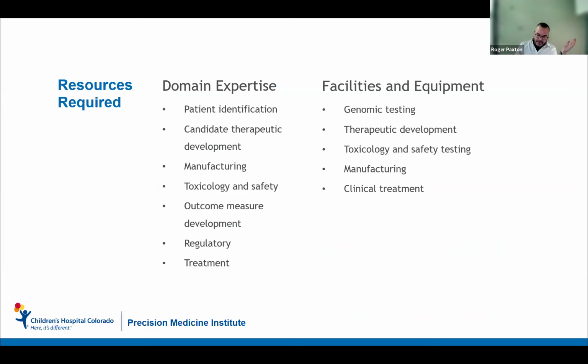So this, of course, requires a great deal of resources. And basically, all of the resources that are necessary to bring drugs to bear in traditional development processes are mirrored here. And this is not meant to be all-inclusive. That said, it is meant to sort of shade how much domain expertise is necessary. So thinking through patient identification, needing geneticists, needing treating physicians, candidate therapeutic development, manufacturing, toxicology and safety testing as well.